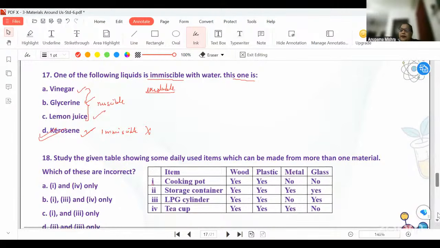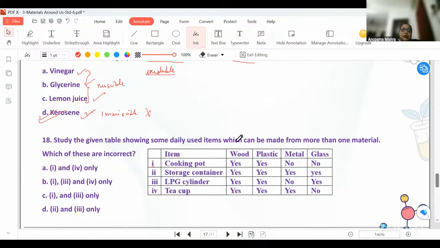Let us discuss the 18th one. You have to go through it. Study the given table showing some daily used items which can be made from more than one material. Which of these are incorrect? Now, cooking pot is made of wood, plastic, metal, and not glass. Then storage container: wood, plastic, metal, glass. All materials are used to make the storage container.